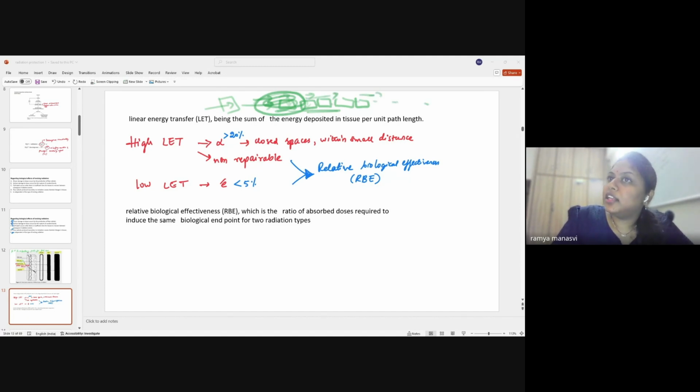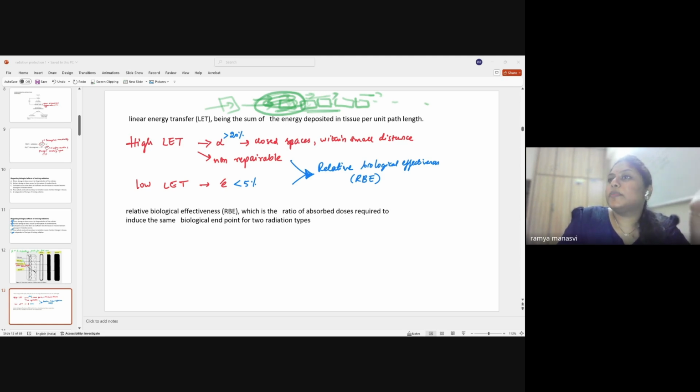So high linear energy transfer, that is the energy deposited in tissue per unit path length, is more for alpha rays. Within closed spaces they give all their energy, and so they have non-repairable effects. That is, if the DNA is exposed, they will have non-repairable effects. Whereas for low linear energy transfer particles such as electrons, X-rays, and gamma rays, the energy is deposited over a longer length. So to quantify this, we have a term called relative biological effectiveness.